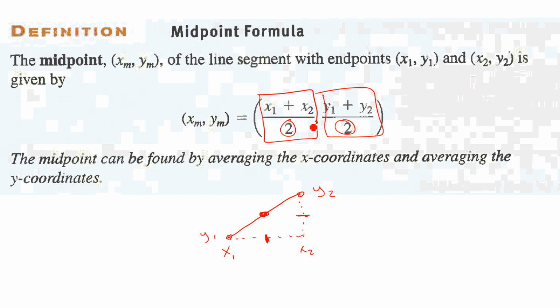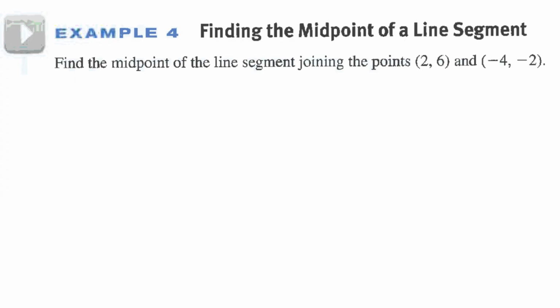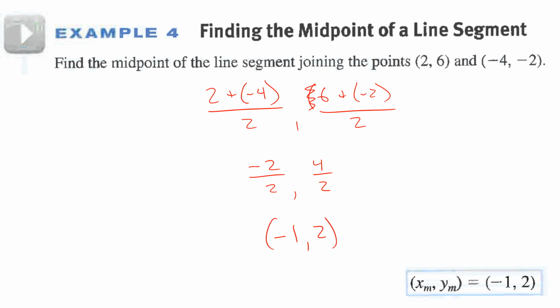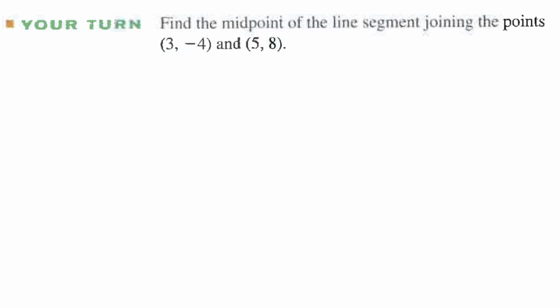So add your x's, divide by 2. Add your y's, divide by 2. So let's find the midpoint. The midpoint is 2 plus negative 4 over 2, comma, the y value is 6 plus negative 2 over 2. And so we have negative 2 over 2, comma, 4 over 2. That is negative 1, comma, 2. That's our answer. Give it a shot.